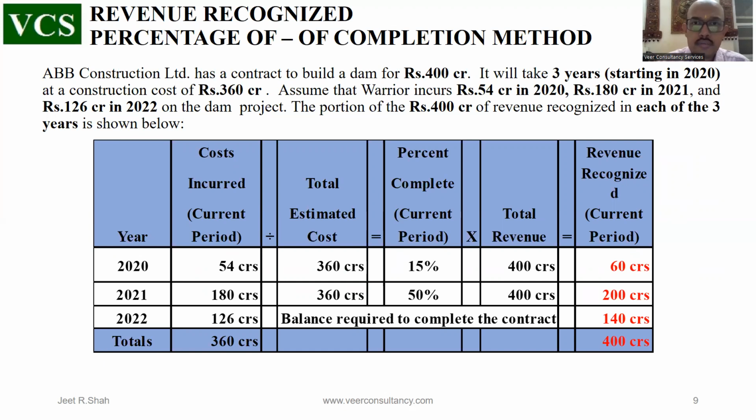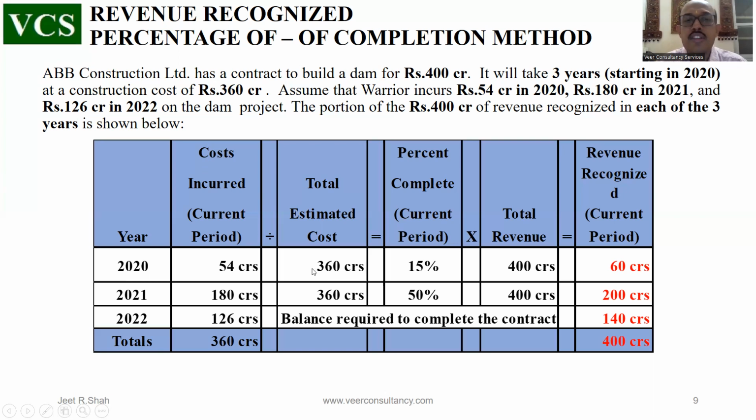Assume that the people of ABC Construction Limited incur 54 crores in the year 2020, 180 crores in the year 2021, and rupees 126 crores in the year 2022 on the dam project. How are you going to recognize this 400 crores of revenue in each of these 3 years? You can see it over here. In the year 2020, the cost that you have incurred is 54 crores. The total estimated cost was 360 crores.